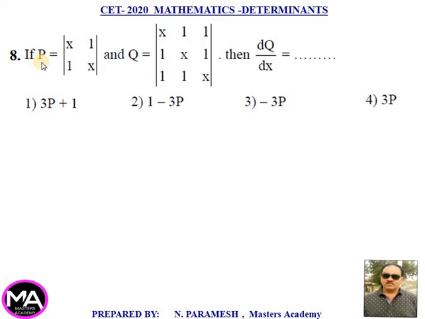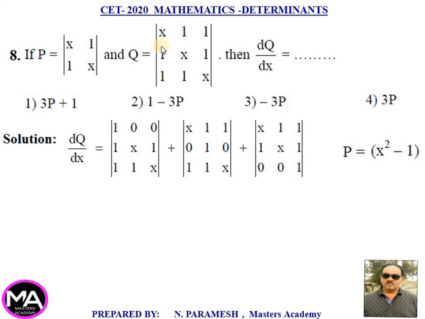Eighth question. If P is equal to determinant first row x, 1, second row 1, x, and Q is equal to determinant first row x, 1, 1, second row 1, x, 1, third row 1, 1, x, then dQ by dx is equal to, 4 options are given. Solution: the value of determinant P is x square minus 1.